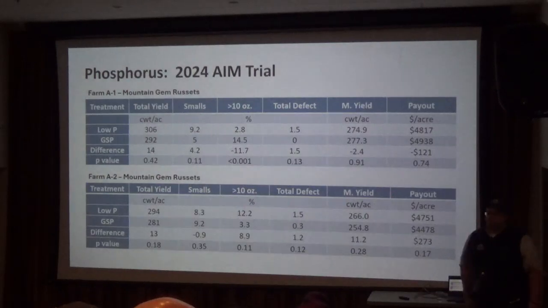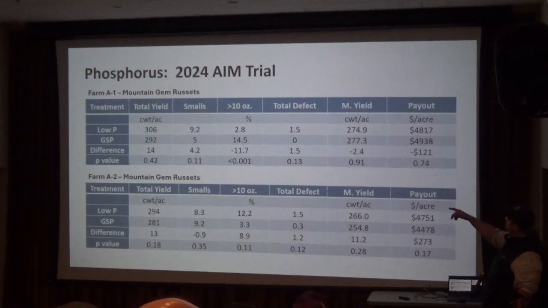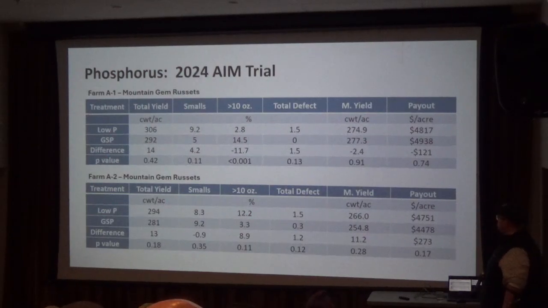These are the results for the first farm. The only statistical significance was on 10 ounce, and it was opposite on the 2 fields. One was higher with the GSP and one was lower with the GSP. Everything else was the same, statistically.